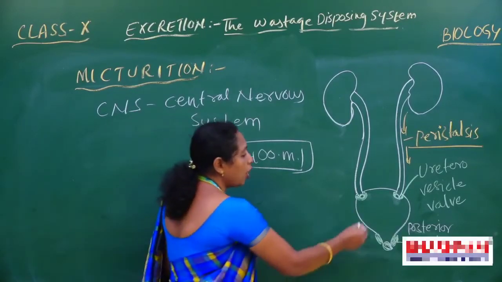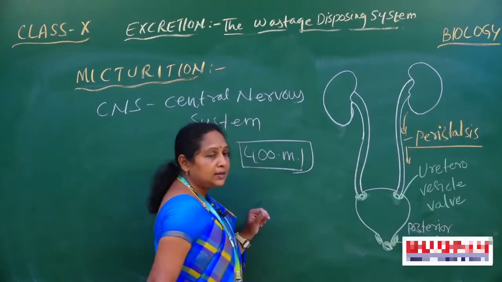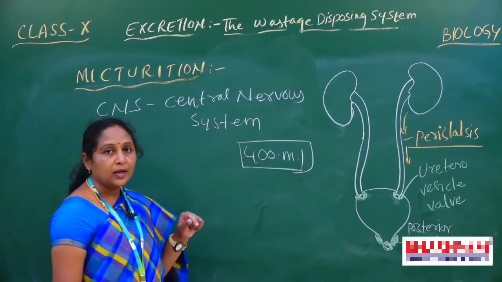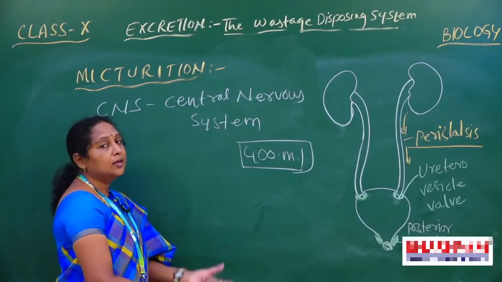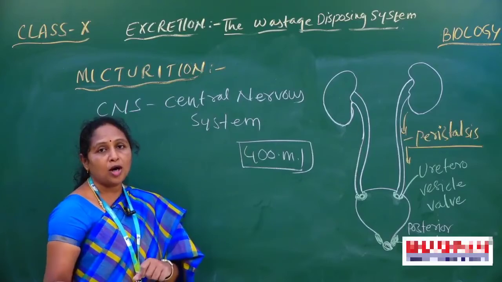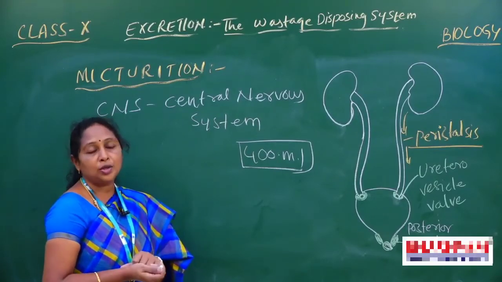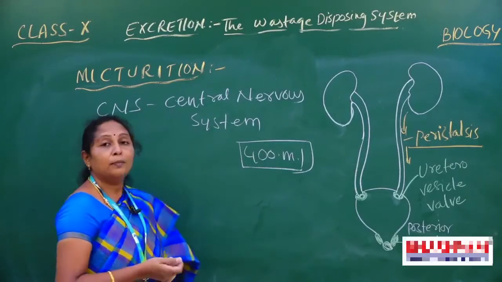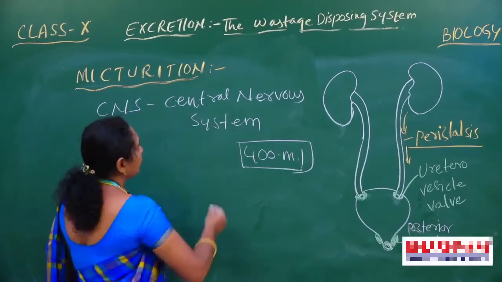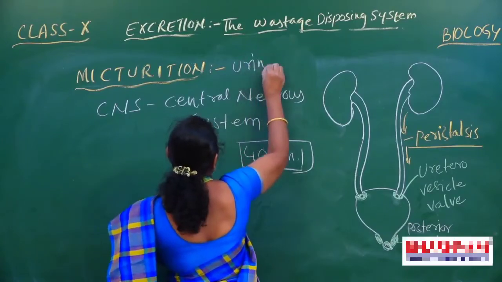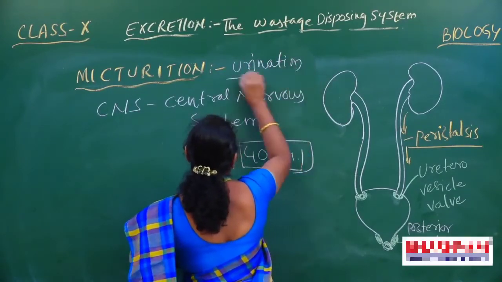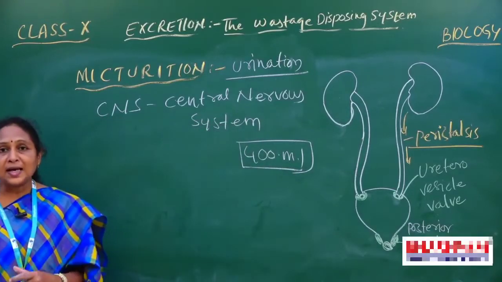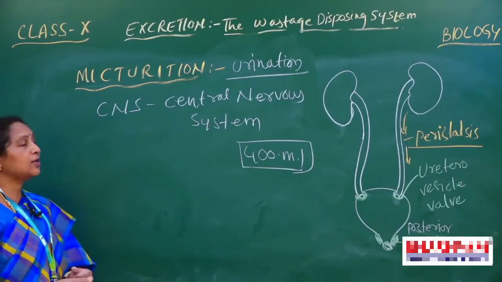Then the walls of the urinary bladder, plus the urethral walls, relax. During this relaxation, the person urinates. They remove the urine from their body. Such a process is called micturition, or we call it urination. The process of passing out urine is otherwise called micturition.